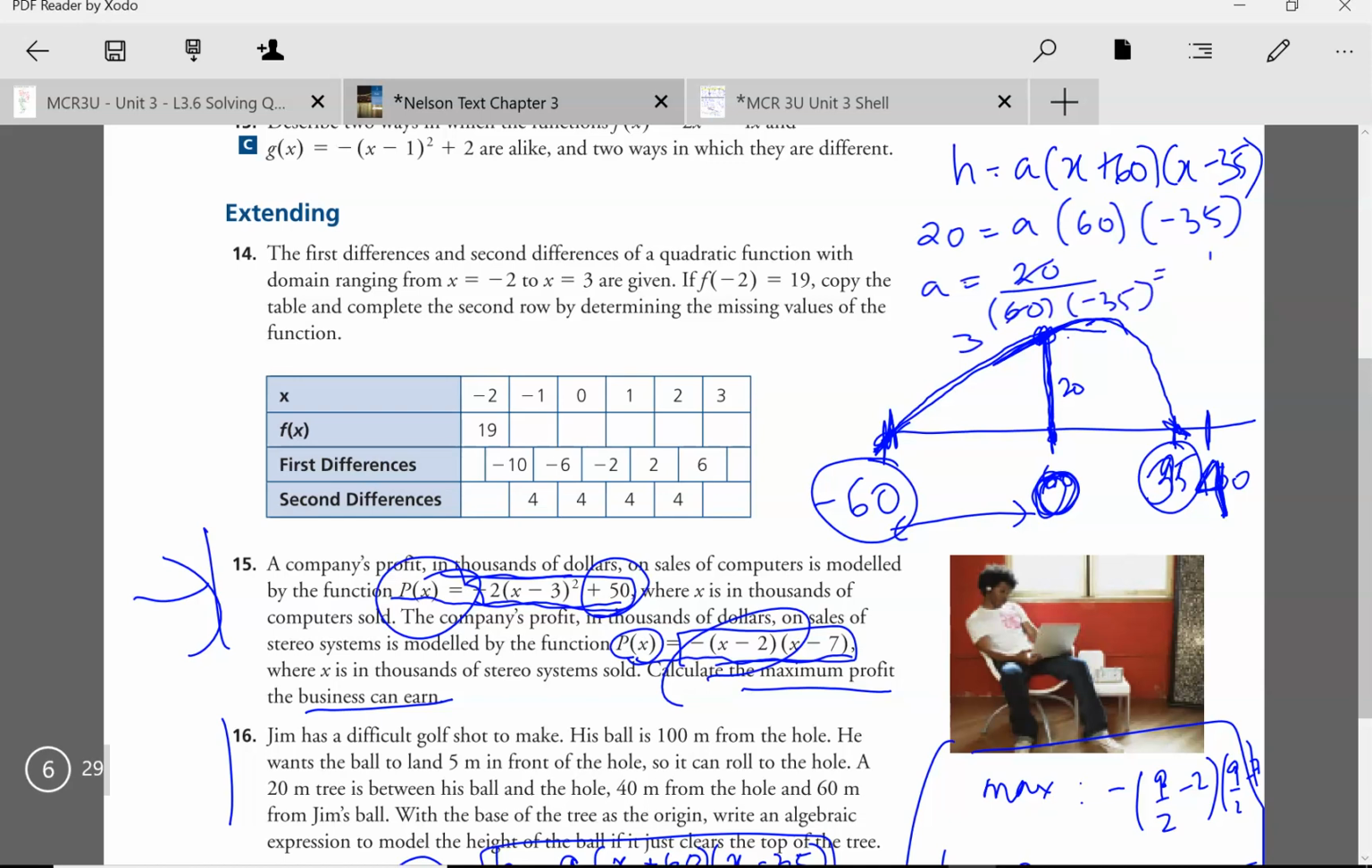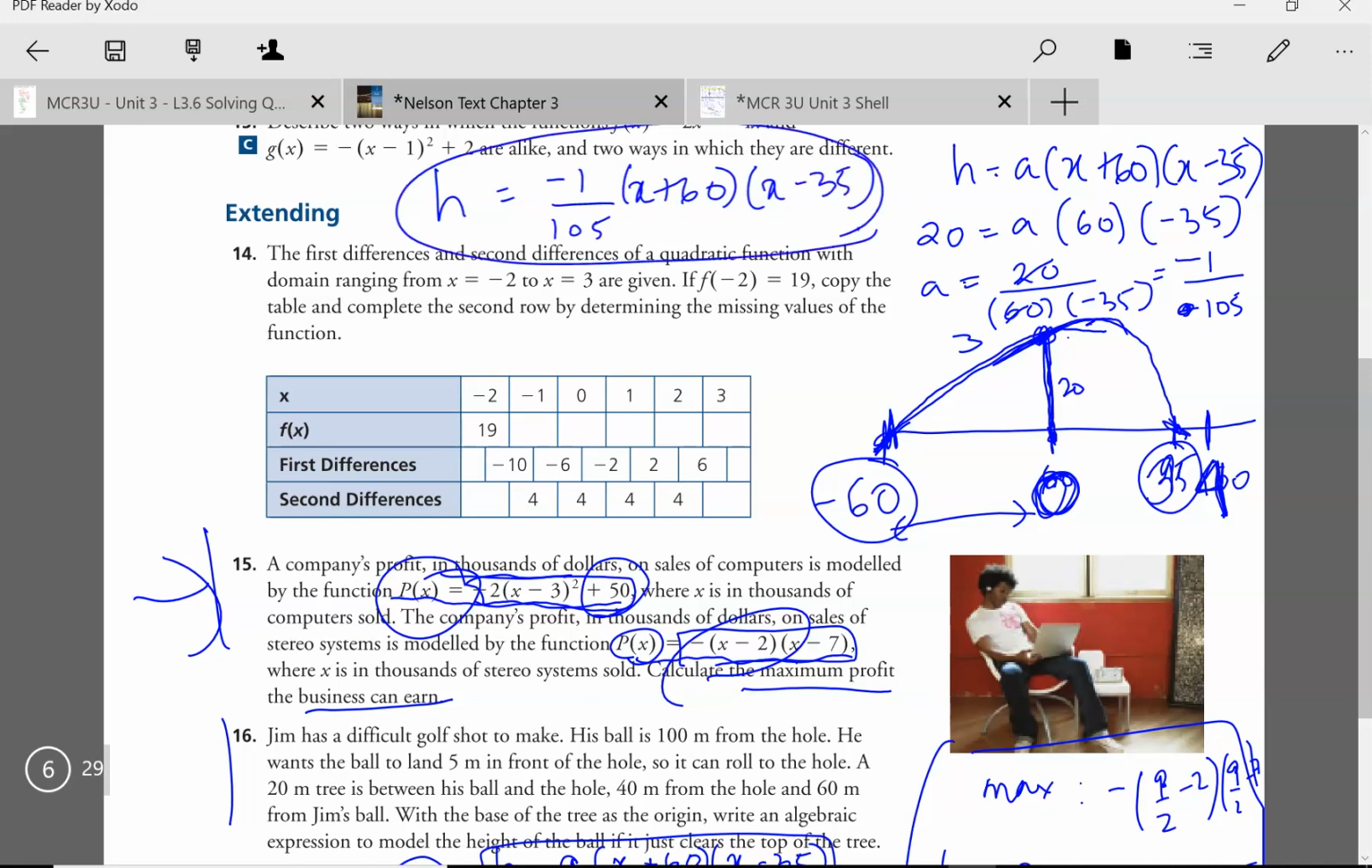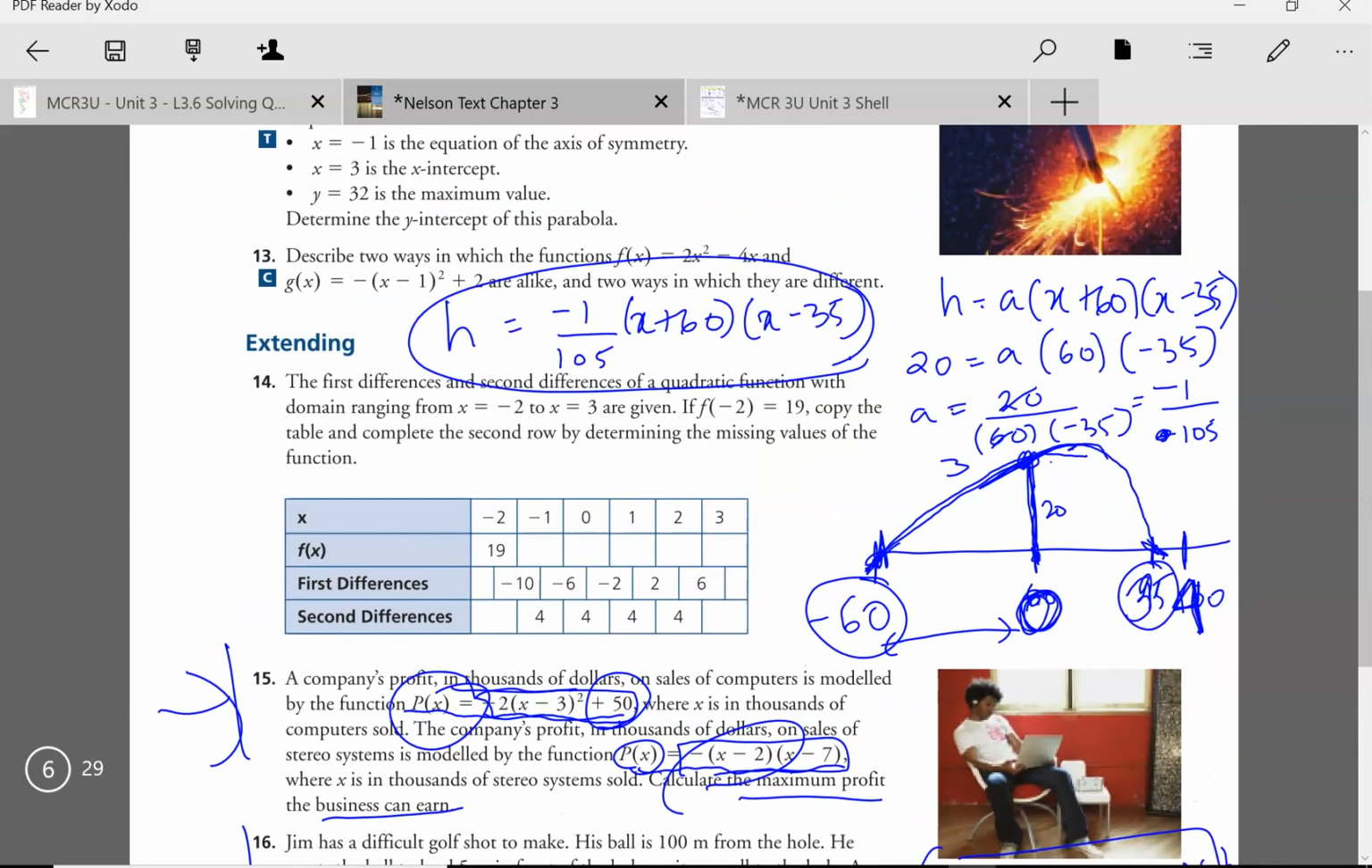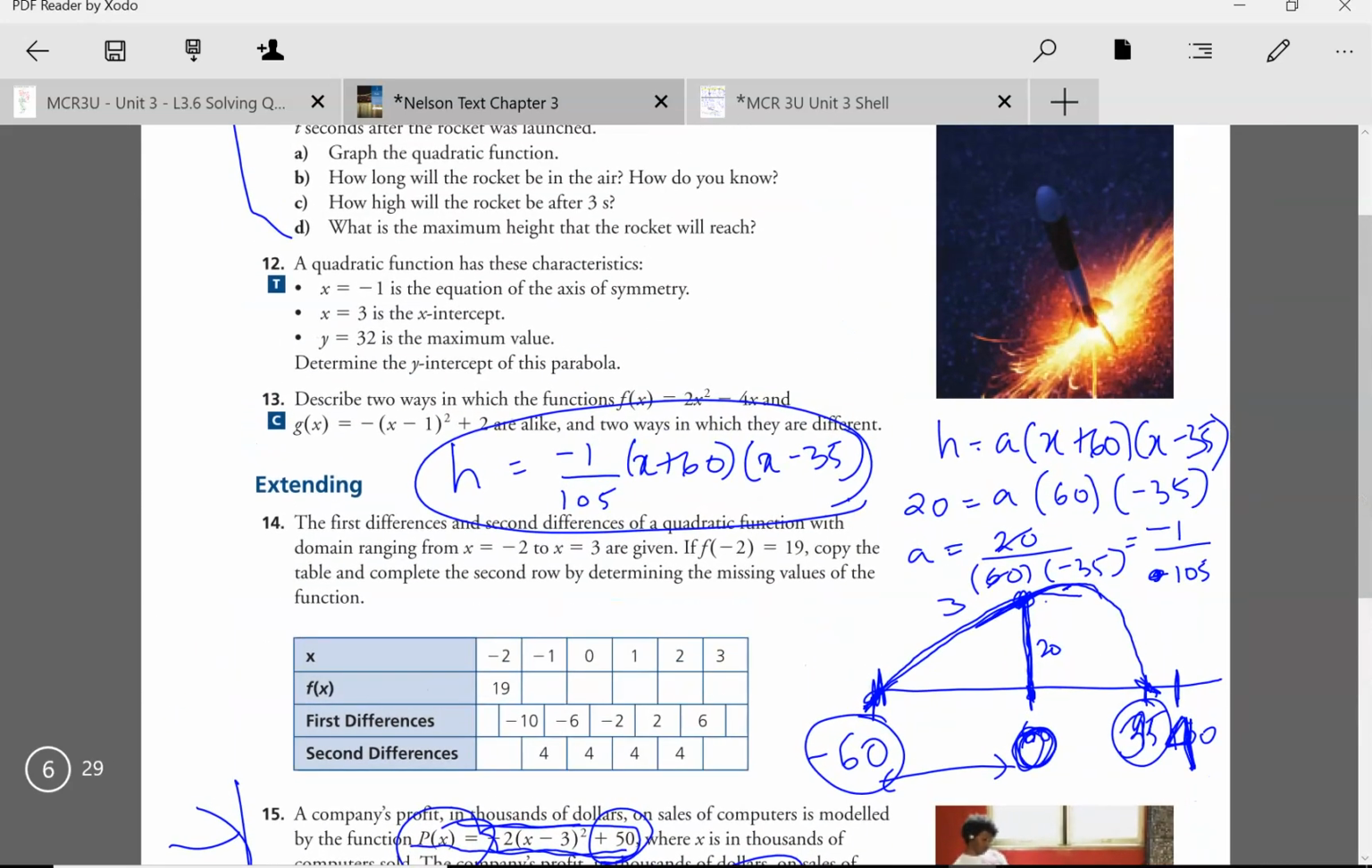3a equals 1 over negative 105, so a equals negative 1 over 105. So my final answer, height equals negative 1 over 105 times x plus 60 times x minus 35, is the algebraic expression for this golf ball. And there we go. That's the way I did that.